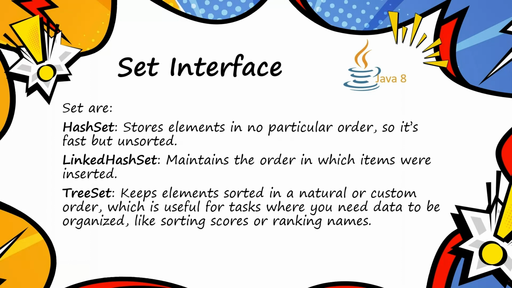If there is no concern of what order your data is going to be stored and you still want a faster way to do that, then your choice should be HashSet. Also, it is not sorted because it is not having an order. Sorting is not possible in the HashSet. LinkedHashSet maintains the order in which your item is inserted. Third, we have TreeSet. It keeps elements sorted in natural or custom order, which is useful for tasks where you need to be organized, like sorting scores or ranking names.